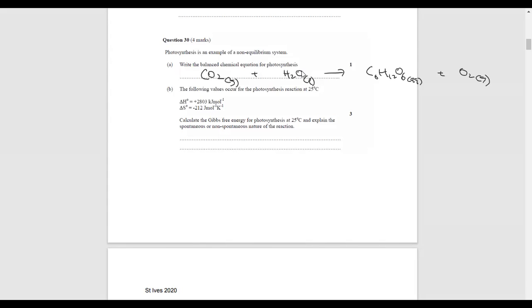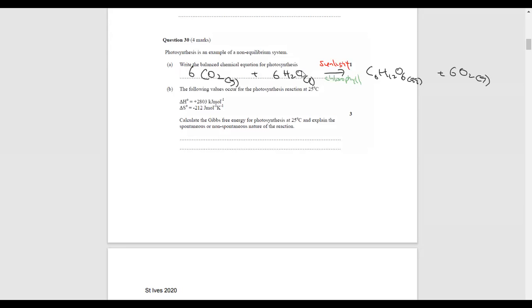Balancing this shouldn't be difficult. That should be quite easy. Of course, for photosynthesis, you should also write in the fact that you're going to use chlorophyll, which will then absorb some light. And there's your mark for that. States, right equation, balance, states, any catalyst or conditions.